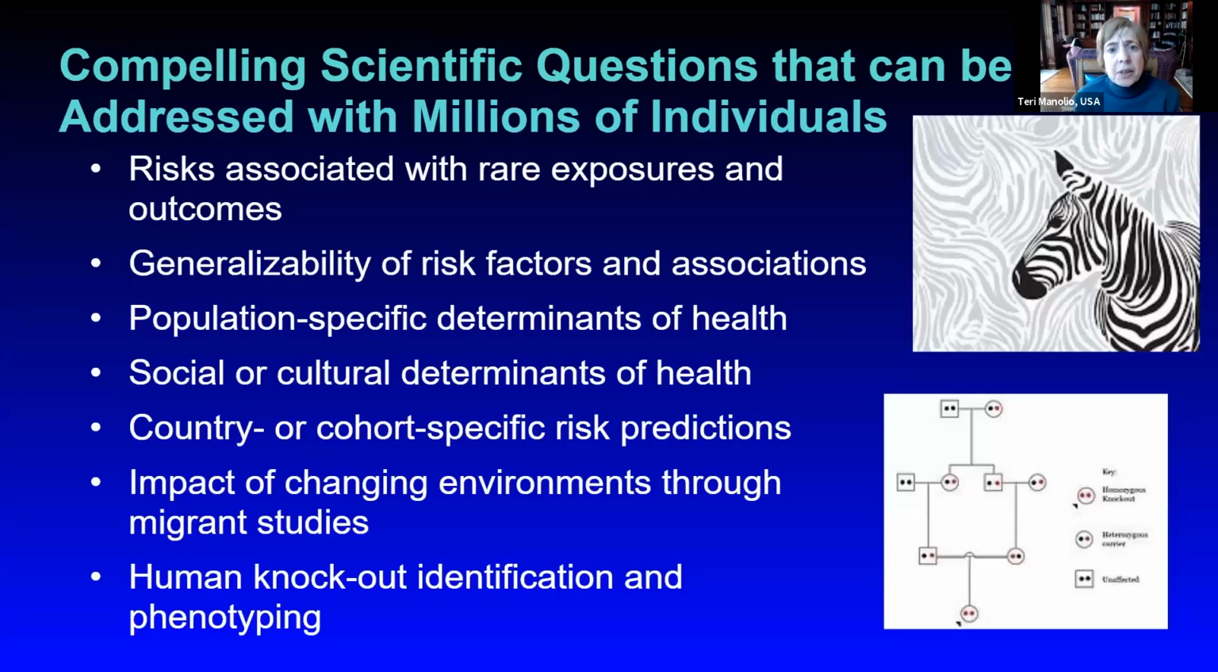And it was recognized in that summit that there are compelling scientific questions that can be addressed with millions of individuals, such as the risks associated with rare exposures, such as running into a zebra outside of Africa, and the rare outcomes as well, generalizability of risk factors and associations, population-specific determinants of health, social and cultural determinants of health, potentially country or cohort-specific risk predictors, the impact of changing environments through migrant studies and other efforts, and potentially looking at inbred populations or other kinds of unique efforts to identify people carrying knockout mutations and non-functional genes for phenotyping of those individuals.